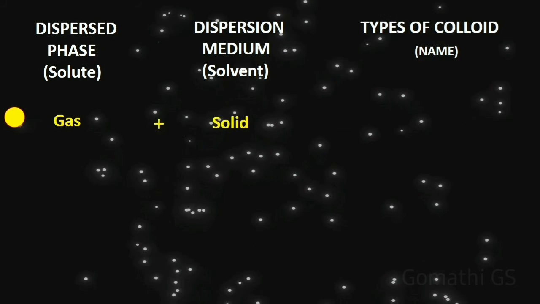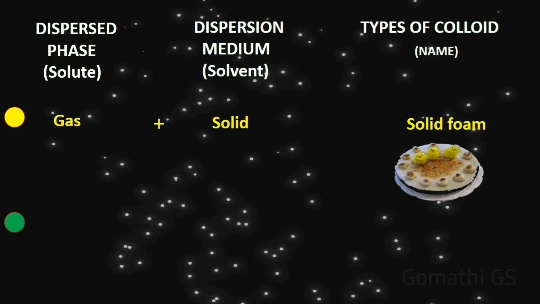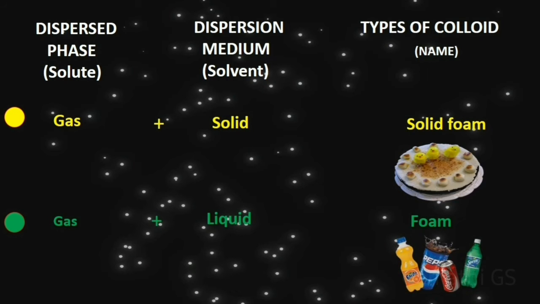Yummy cakes and breads are formed by the combination of solid and gas, and this colloid is said to be solid foam. As we studied earlier, gas and liquid combine to form foam. Soap lather, aerated water are the best examples for this. The combination of gas and gas is not possible because it always forms a true solution.